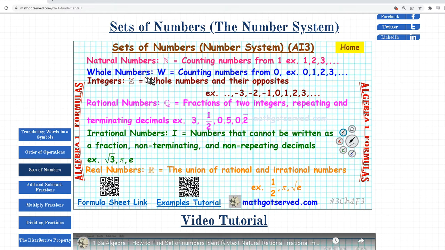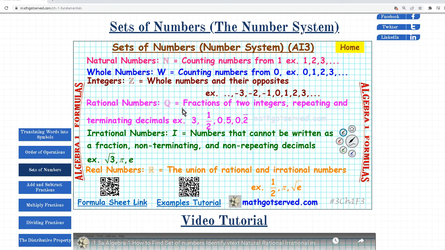Okay, so whole numbers. Whole numbers are also known as counting numbers. Think about it for a second. Whole numbers are counting numbers from zero. The difference between whole numbers and natural numbers is that natural numbers do not include zero. So whole numbers are counting numbers from 0: 0, 1, 2, 3. Integers are whole numbers and their opposites. So you have your counting numbers from 0, 1, 2, 3, which are whole numbers, and then when you take the opposite of 1, 2, 3, you get those negative counting numbers. Together they form your set of integers.